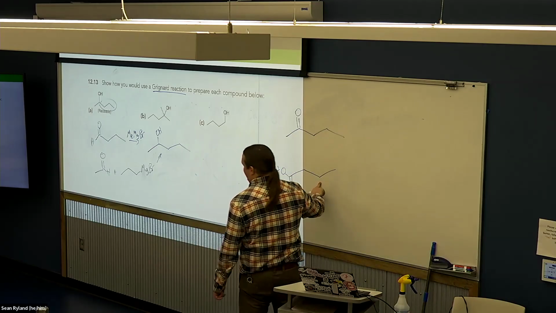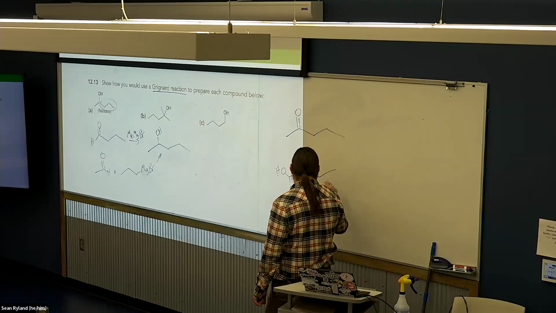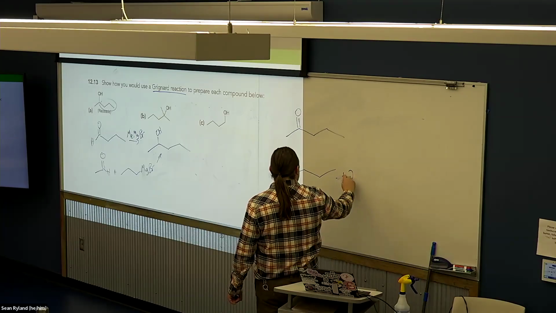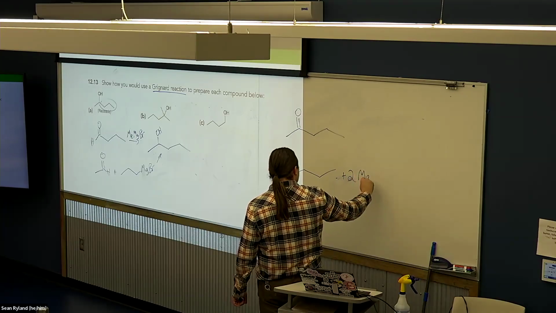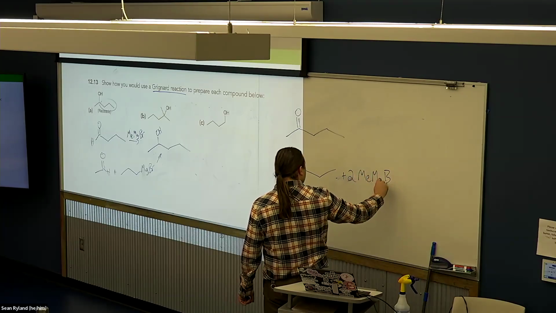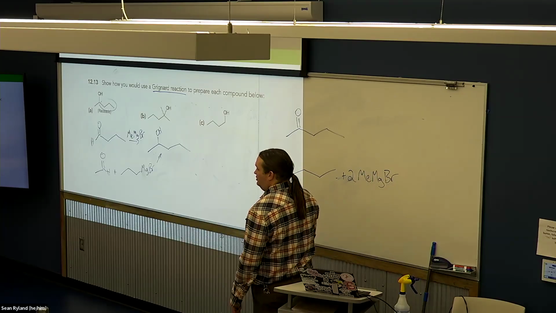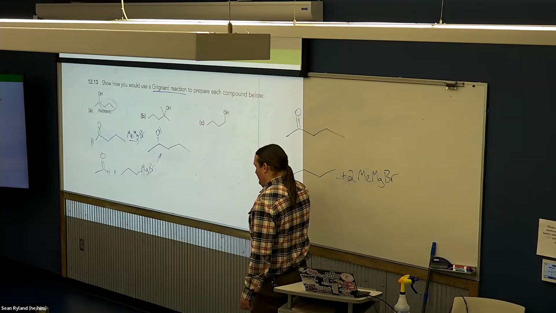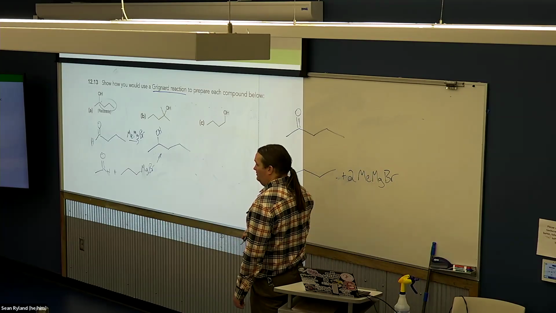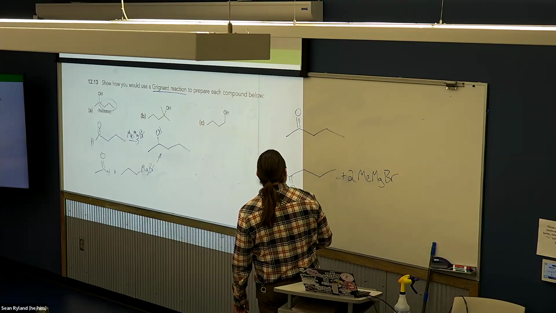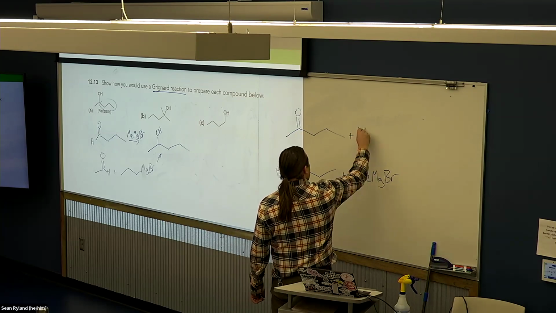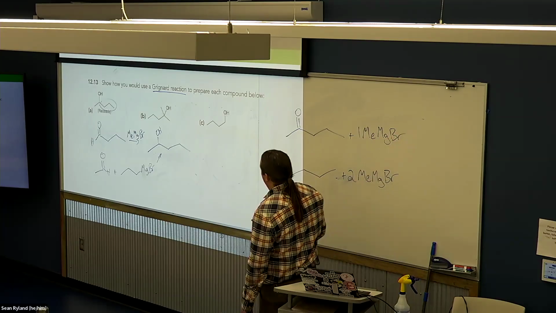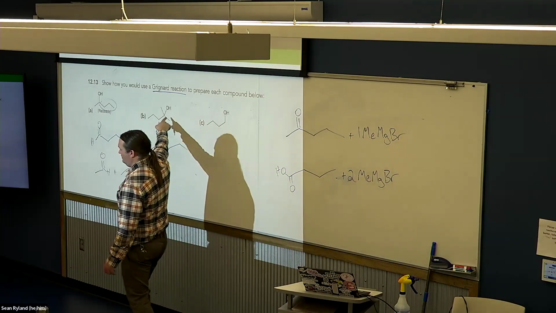If you started from butanoic acid, you could do plus 2 methyl magnesium bromide. If we wanted to add 2 of the same R group, that's really easy to do. Start with the acid instead of the ketone. That would work as well. Both of those are going to give us B.